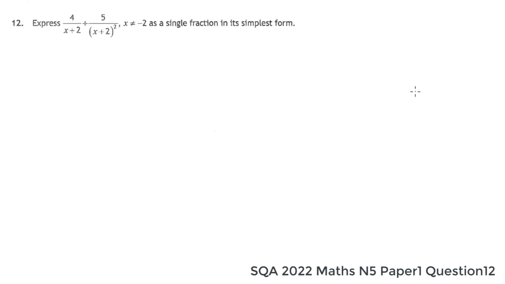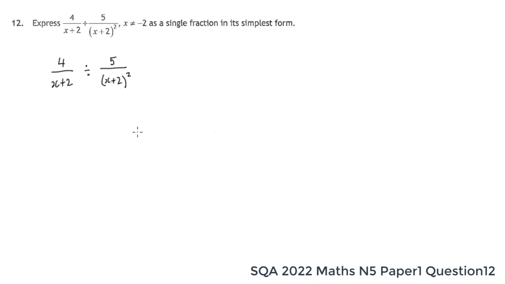And here we have question 12. It's an algebraic fraction question. We're asked to express this division of two fractions as a single fraction in its simplest form. So we have the first fraction, 4 divided by x plus 2, and that's to be divided by 5 over x plus 2 whole squared. So that's our division of two fractions.